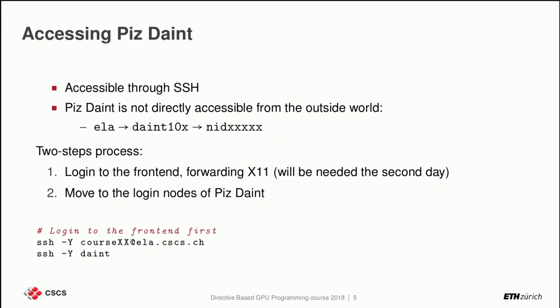Now, accessing Piz Daint: Piz Daint is not visible directly from outside CSCS. So you have to do two hops. One is you have to go to the front-end node, Ela, and then from there go to Daint, where the nodes are called daint and a number, which are the login nodes, and they are the compute nodes.